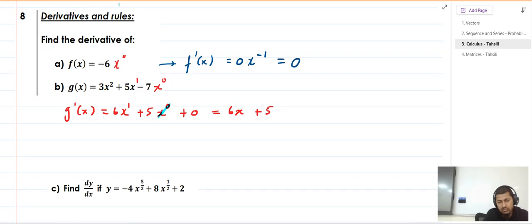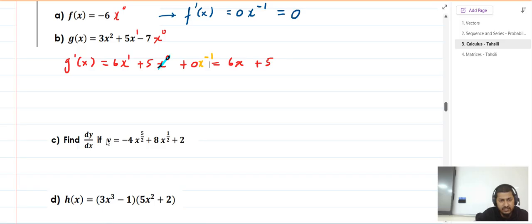Plus 0, that's out. You can go and say x to the power negative 1. 0 times x to the power negative 1 is 0. So you got 0 here, you got x to the power 0, which is 1. So 6x plus 5. That's it, that's your answer, 6x plus 5.